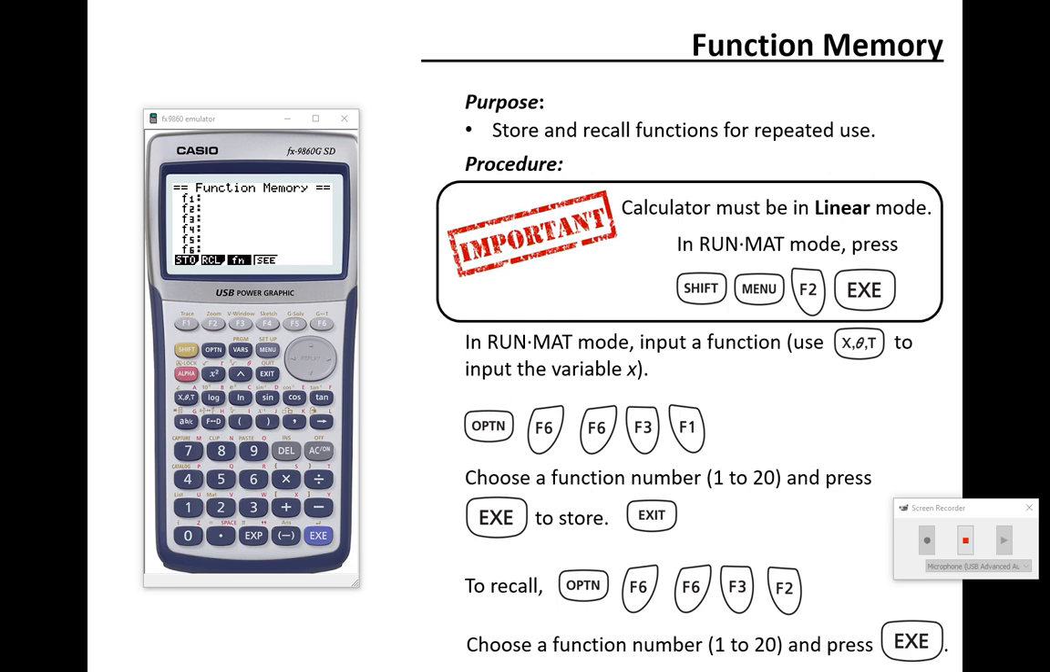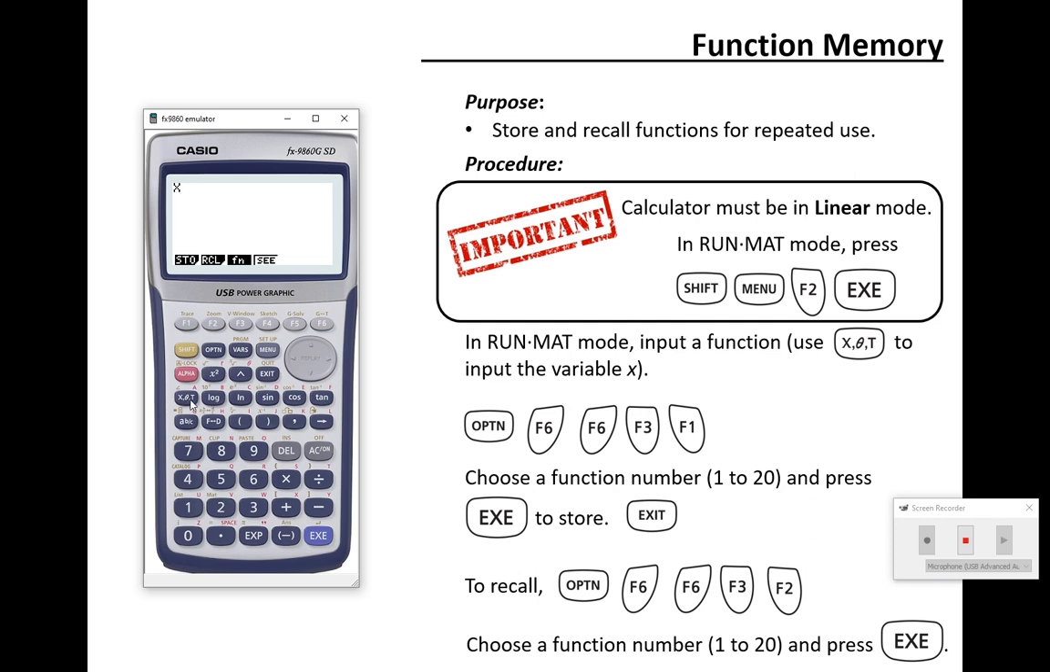So I'm going to exit out of all that. And I'm going to make up a function to put in there. I'm going to put in x squared plus 2, something nice and simple. So I press my X button. There's a button that says x theta t. Why does it say x theta t? You'll find out. For now, in the mode I'm in, when I press that button, it just says x. Well, of course it does.